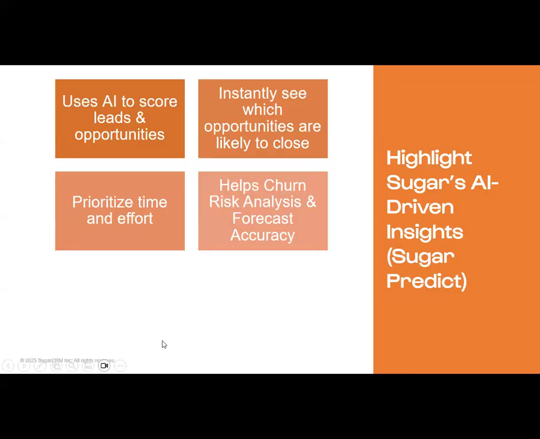Predict also helps with churn risk analysis and forecast accuracy, and it works out of the box. And what I mean by works out of the box, don't just think you turn it on and you're there. There are some requirements for AI to work within your system. Like you have to have a certain number of records, you have to be in the system a certain amount of time, etc. Those are all in the documentation and specifically outlined as prerequisites for Sugar Predict.